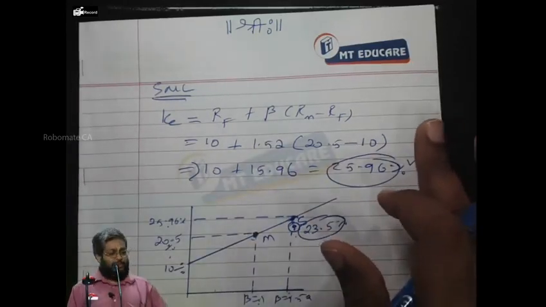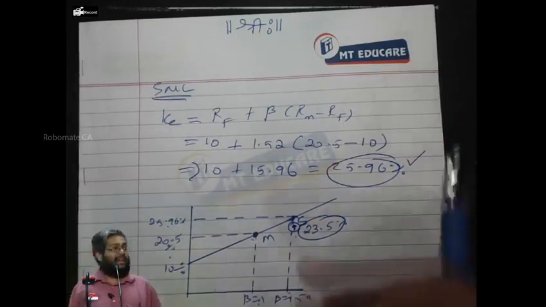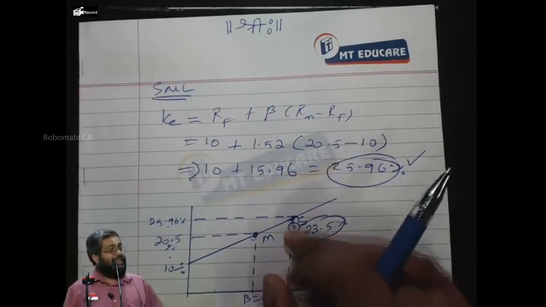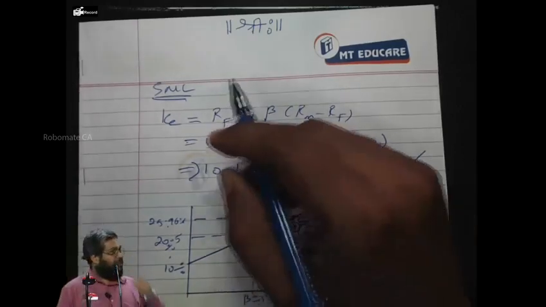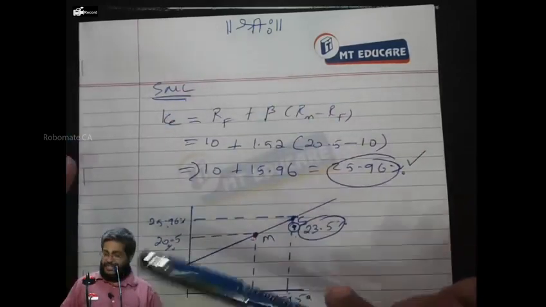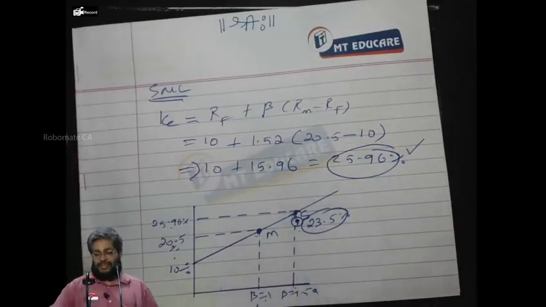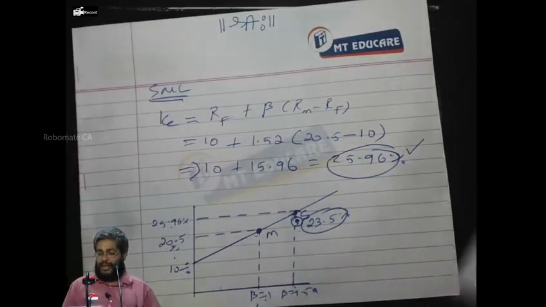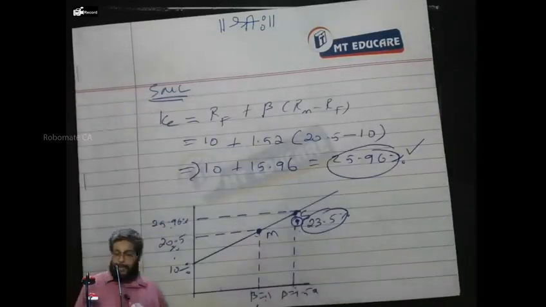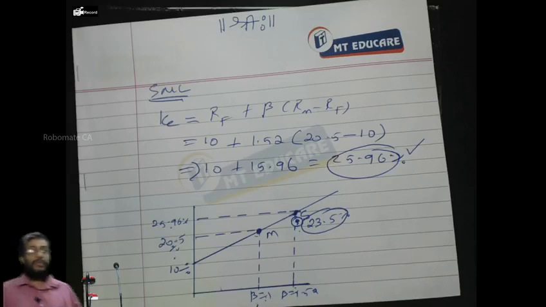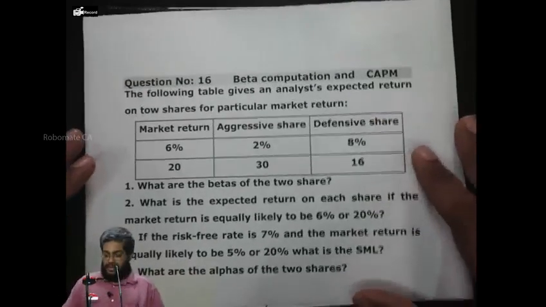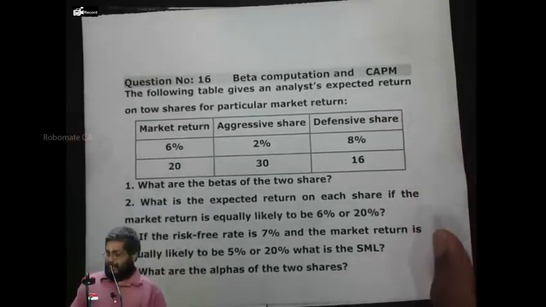In the same way, if the interest rate is slashed, then the share market is already at a higher price. They can reduce the price and still be on the SML. This is one way of understanding it. Can I proceed further? With this, we complete the solution to question number 15. Now, take question number 16, please.